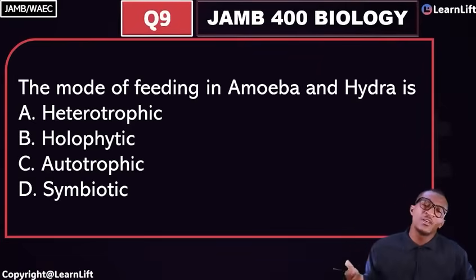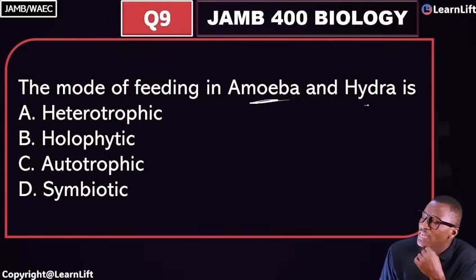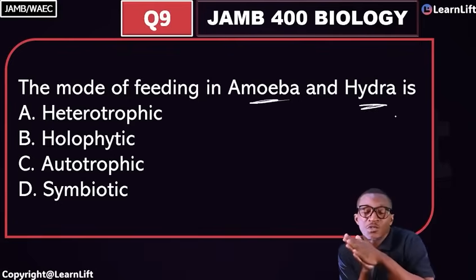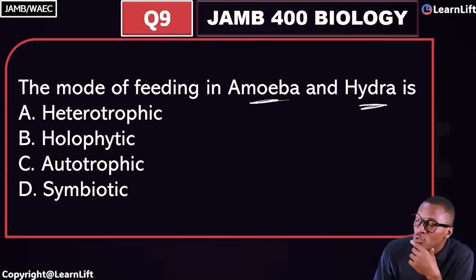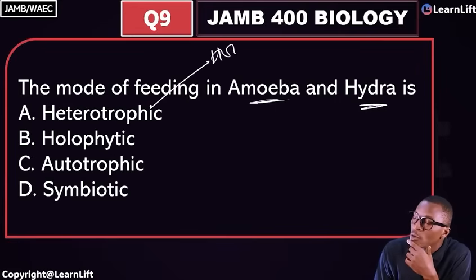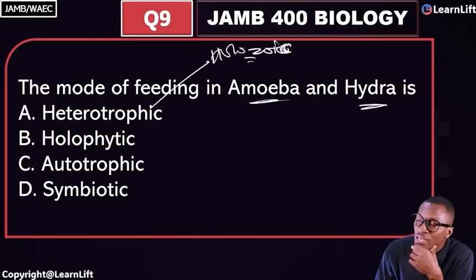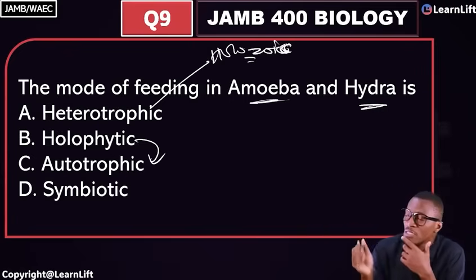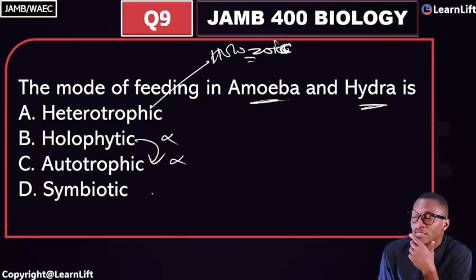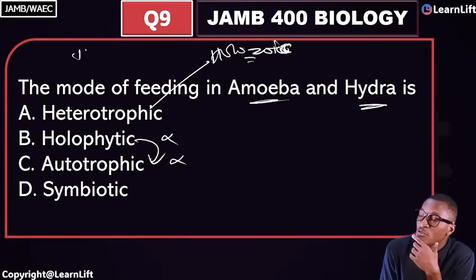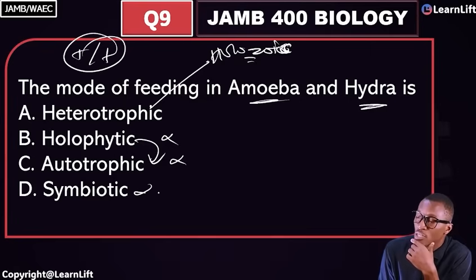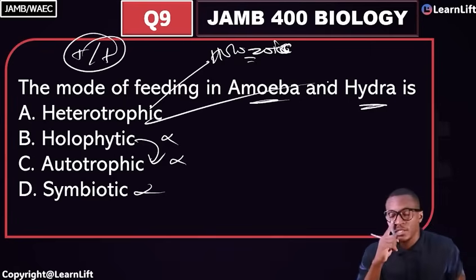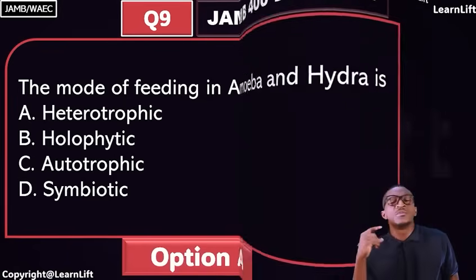Quickly, let's see question 9. See the mode of feeding in amoeba and hydra. Amoeba and hydra are animals. Animals undergo what? Heterotrophic. While plants undergo what? Autotrophic. Take note that heterotrophic is also called holozoic because animals are called zoo animals. So we say holozoic, while autotrophic is also called holophytic. Are you seeing that? So it cannot be autotrophic because this is for plants. Symbiotic is when both of them benefit, it's a feeding relationship, so it cannot be. So amoeba and hydra undergo heterotrophic mode of nutrition, making option A the answer.